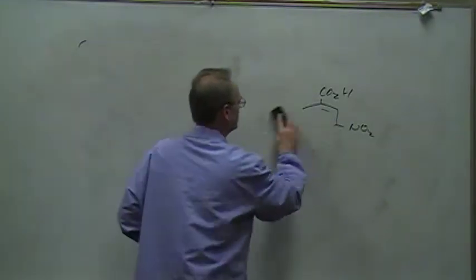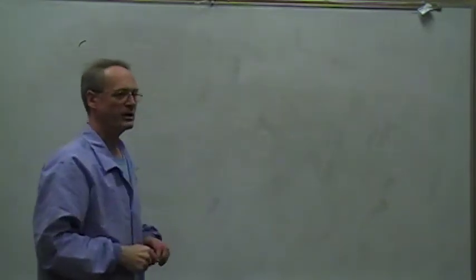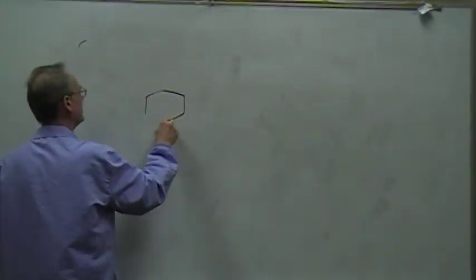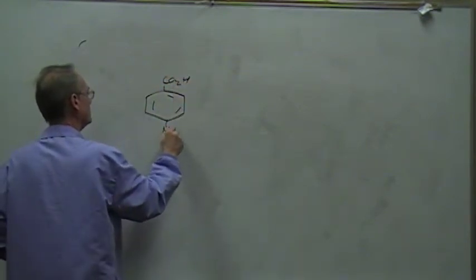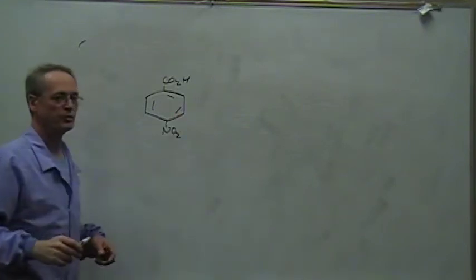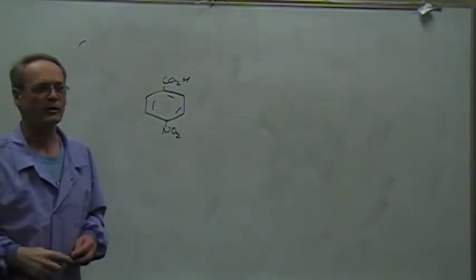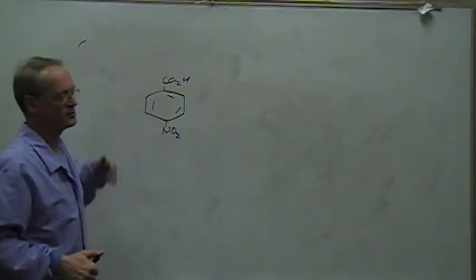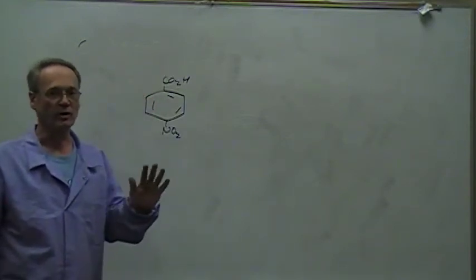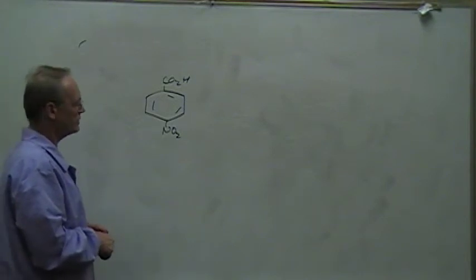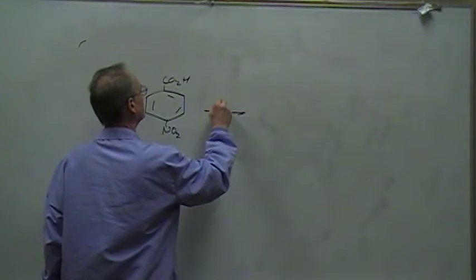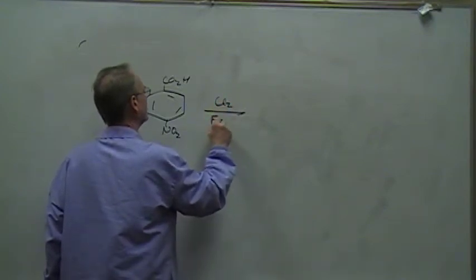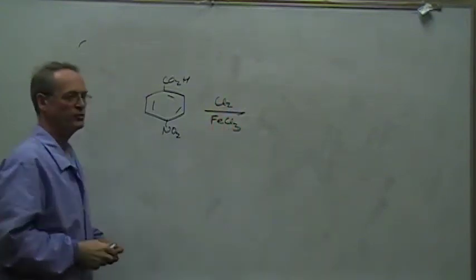But what if we had 2 meta-directors not in meta positions? Let's say we had a carboxylic acid group and a nitro group, this time para to each other to start with. One thing you might wonder is, well, how could you make that since they're both meta-directors? How can they end up being para? Well, believe me, there are ways of doing it, although it's not directly. You have to do a little bit longer synthesis. But let's say we started with this compound, and let's try to chlorinate that and see what happens. Where will the new group go?